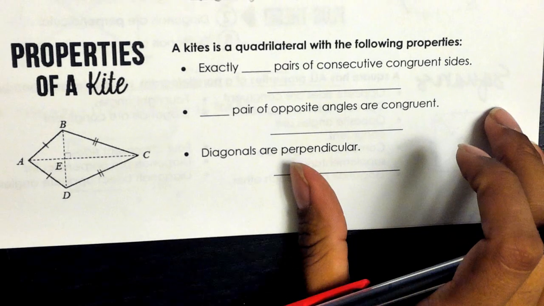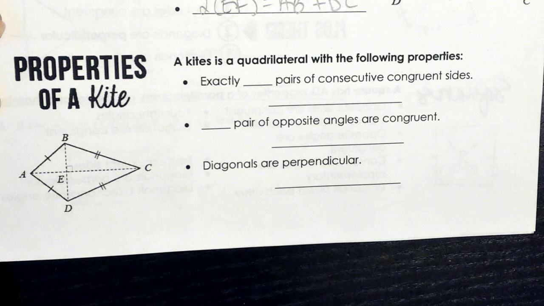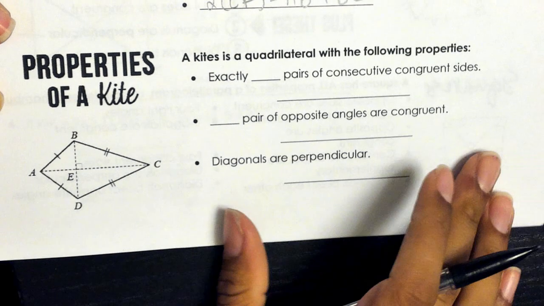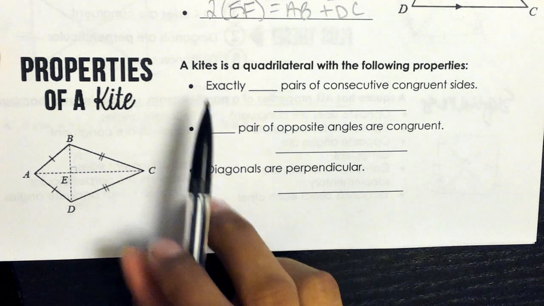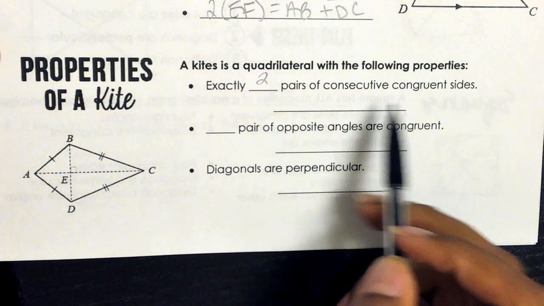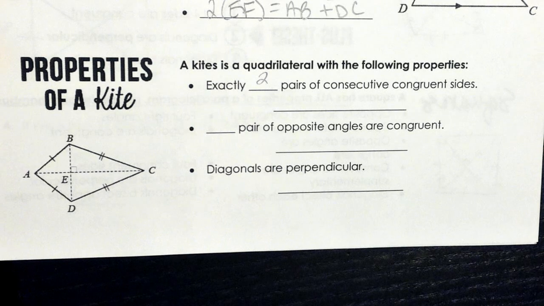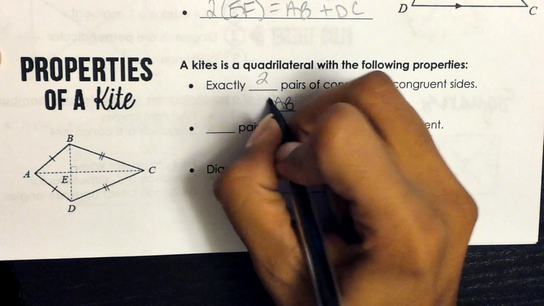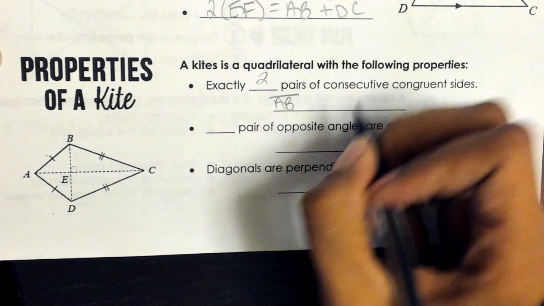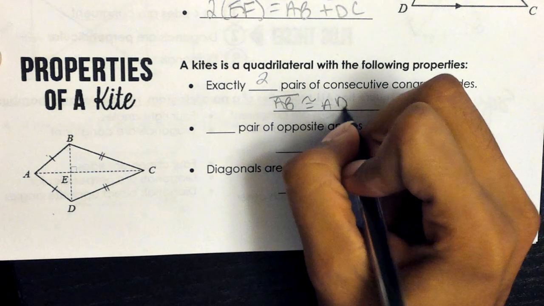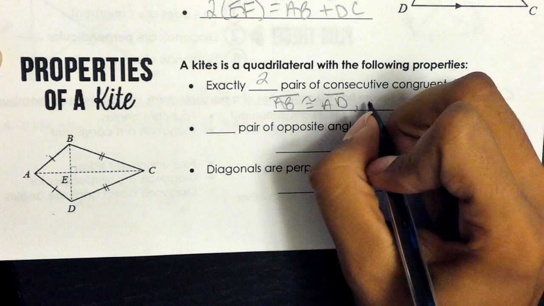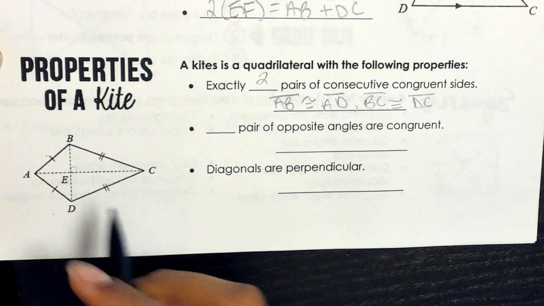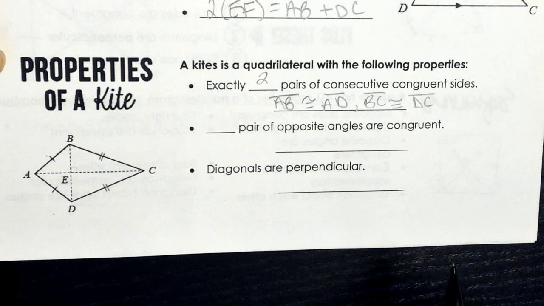Okay, last but not least for this part of the notes, properties of a kite. A kite is a quadrilateral with the following properties. You have exactly 2 pairs of consecutive congruent sides. In this case, AB is congruent to AD, and BC is congruent to DC, as you see from these tick marks here.